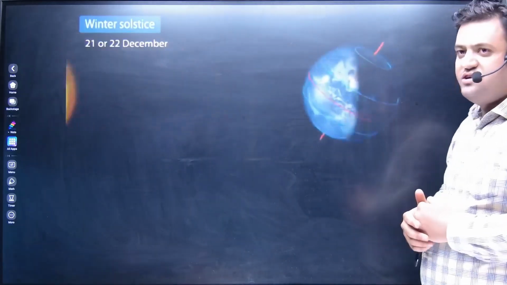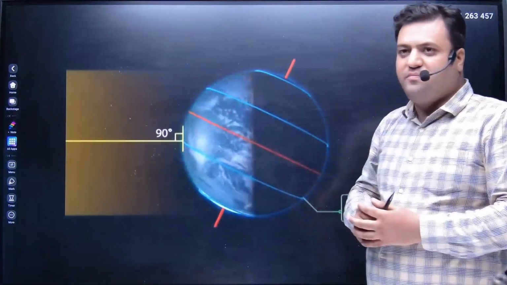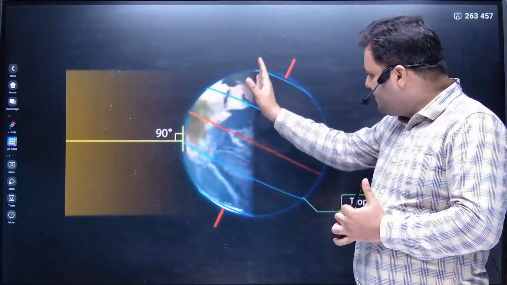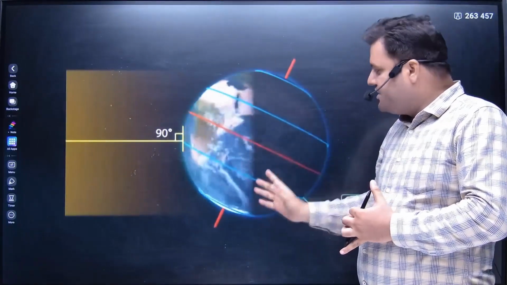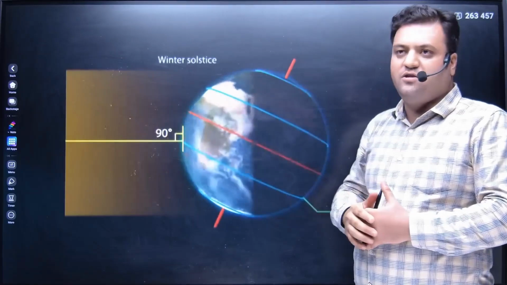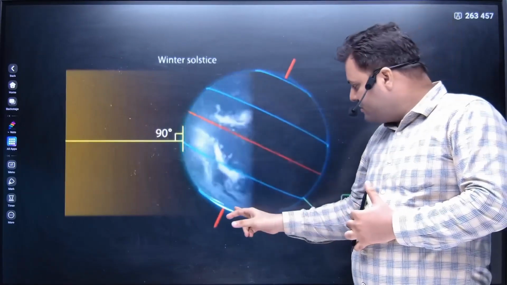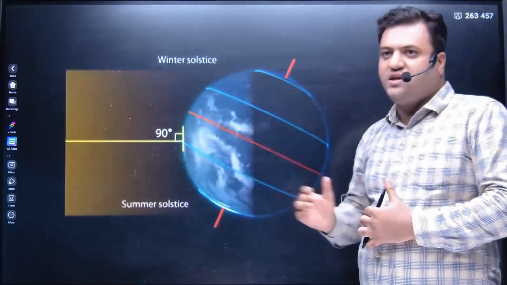This is the winter solstice. During the winter solstice, there is a 90-degree angle on the Tropic of Capricorn, and here we have a circle of illumination, and this circle of illumination is cutting the latitudes in the respective way. 24-hour nights will be there on the North Pole, and here on the South Pole we have a 24-hour day, because it is exposed towards the circle of illumination.